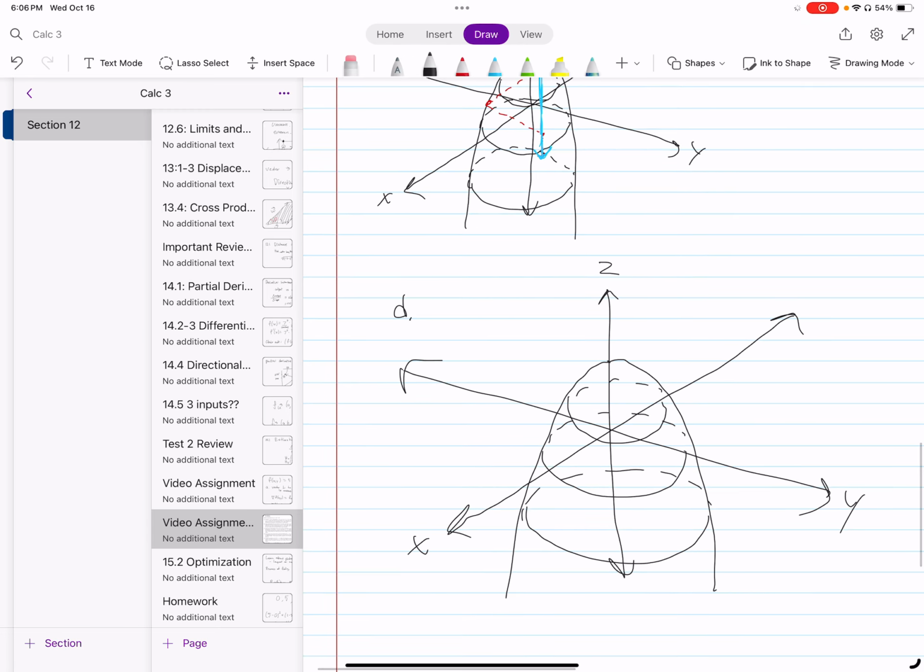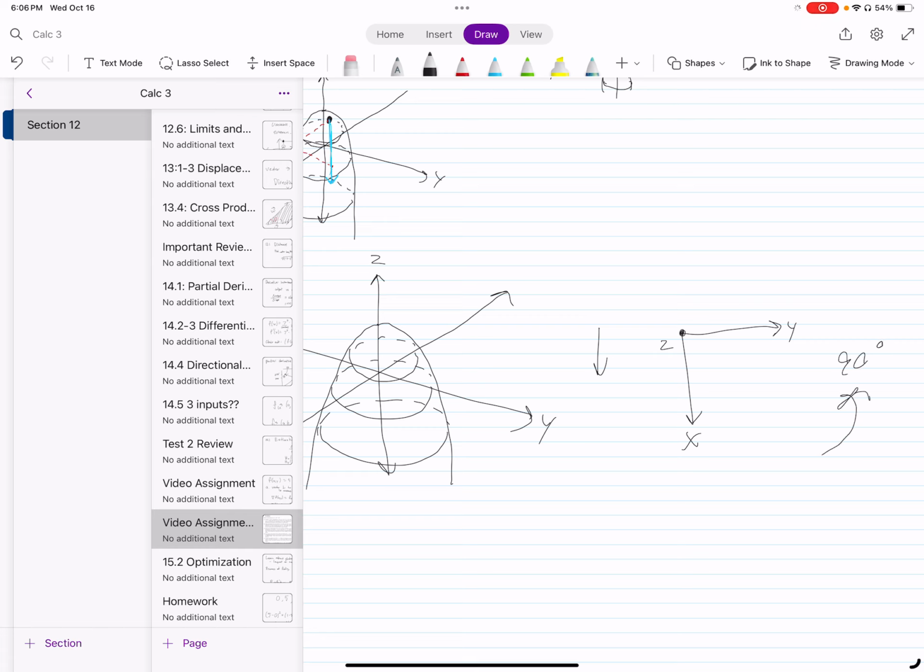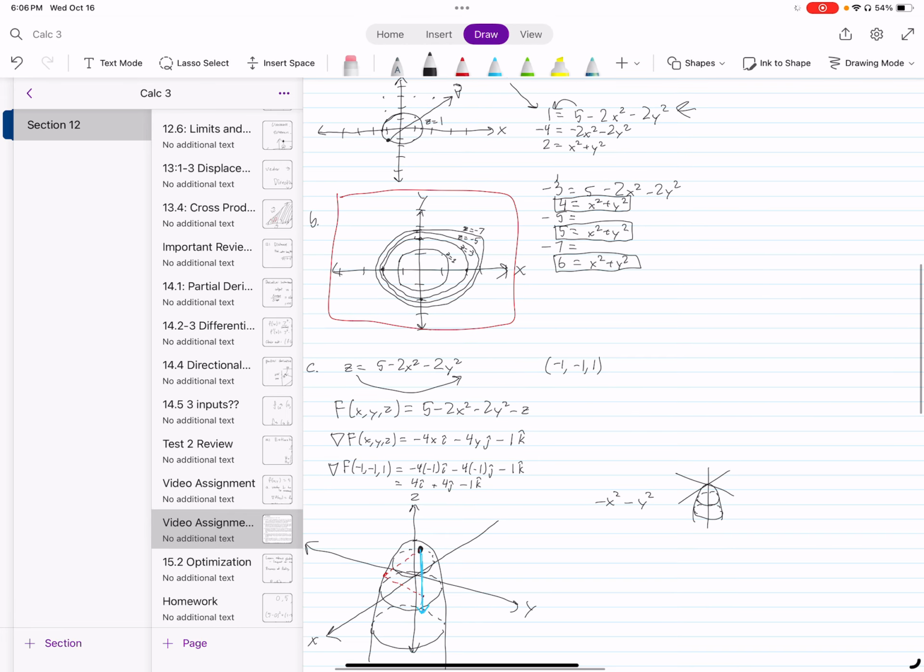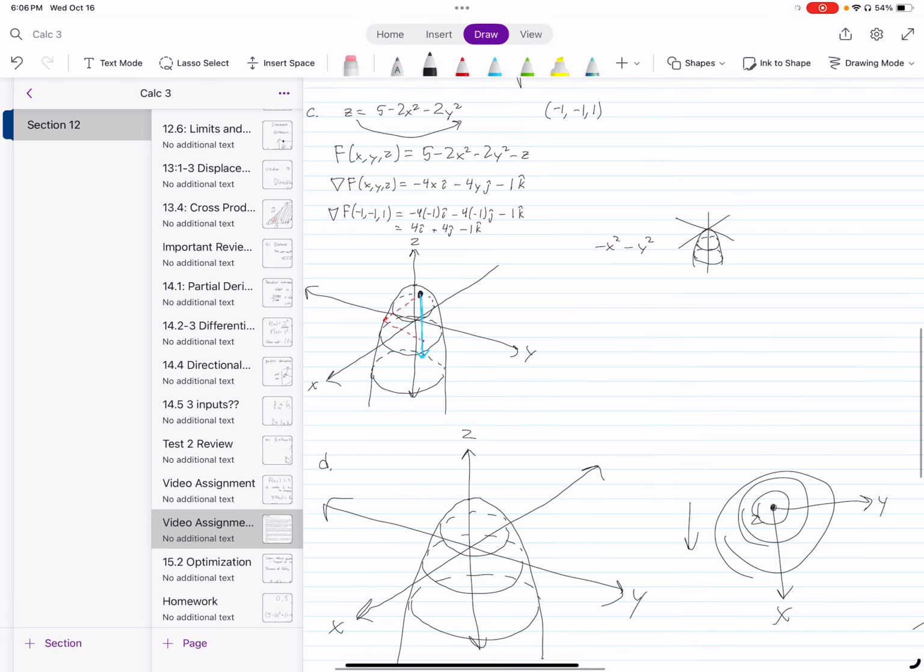So if we look at this graph right here, and we decide to tilt it towards us this way, we will get that the z-axis goes toward us, right? So this is the z-axis, and we have the y-axis going this way, and then the x-axis going this way. And if we just turn this around 90 degrees this way, we will get those same circles as we saw in the original graph over here. So that is it for part D.